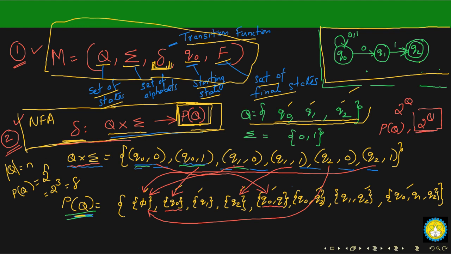This refers to the idea that if the set Q contains n elements, then the power set of Q contains 2 raised to n elements. We have witnessed that in our example also. When we had 3 elements in our Q, we had 2 raised to 3 elements in our power set of Q.